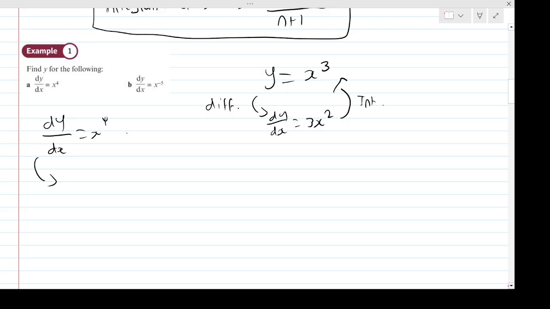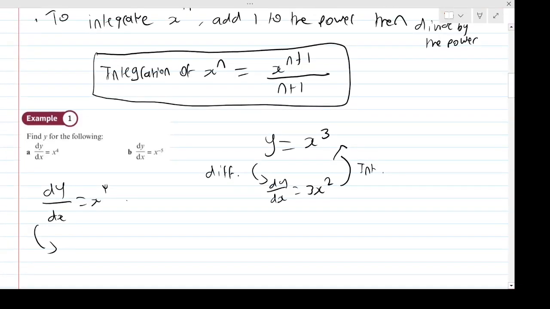So if we want to go from the derivative, dy/dx, to just y, the normal function, we need to integrate, which means we will be using this sort of rule we just talked about here.